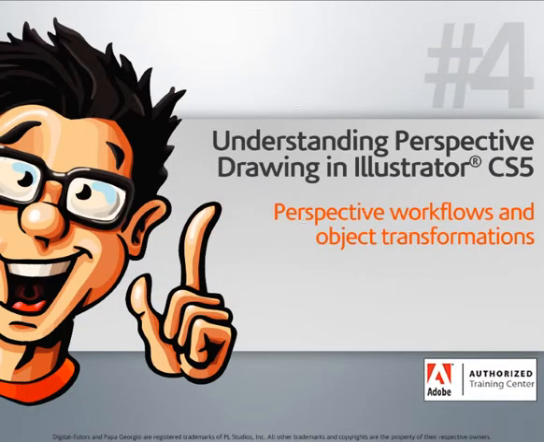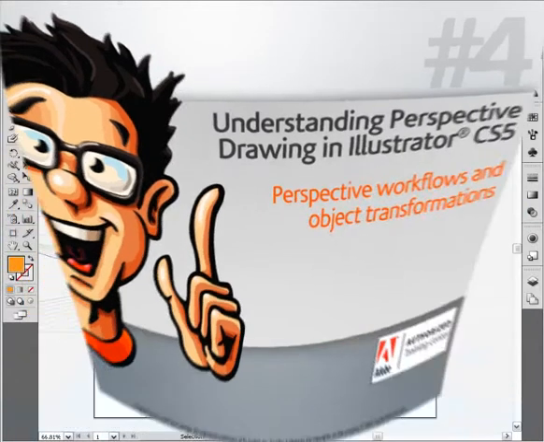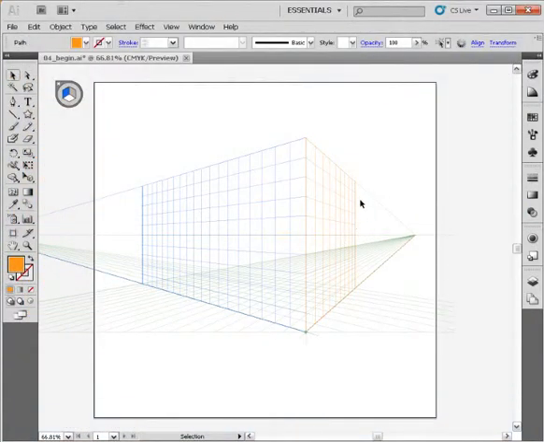In this lesson, we'll learn some basic workflows for creating objects in perspective, as well as how we can transform these objects. Alright, so in the previous lesson, we learned how we can manipulate our perspective grid using the perspective grid tool and these little widgets and controls that you see here around our artboard. Now, let's go ahead and begin creating some objects in perspective here.